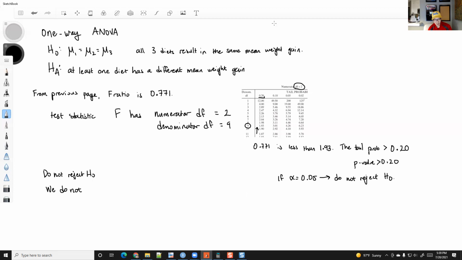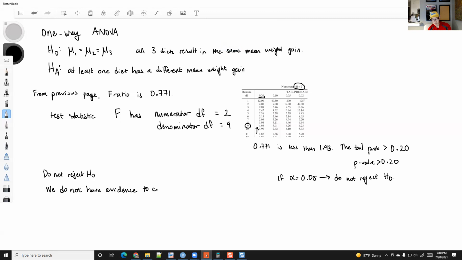So what does that mean? Anytime you do not reject the null, you're going to say we do not have evidence of what, right? Do not reject always goes along with we do not have evidence. What do we not have evidence of? We don't have evidence of the alternative. We do not have evidence that at least one diet has a different mean weight gain. We do not have evidence basically to support, I'll say, do not have evidence for.